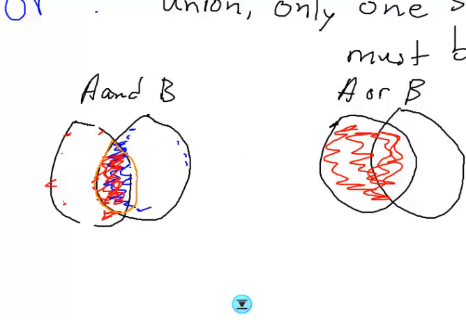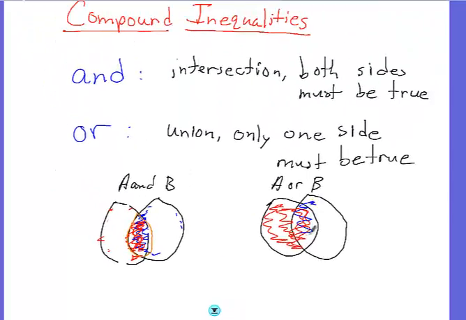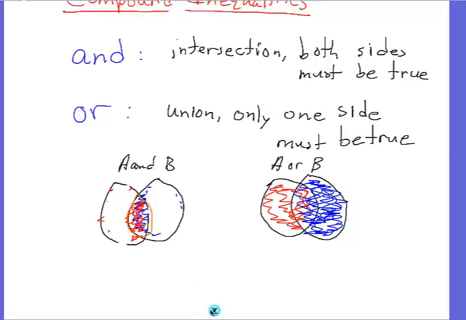Now, the other one, where it's blue or red, is anything that's actually shaded in, because it can be just A and B, or just B. All right. Only one side must be true. All right. So that's how it looks as a Venn diagram.